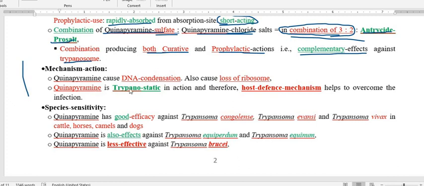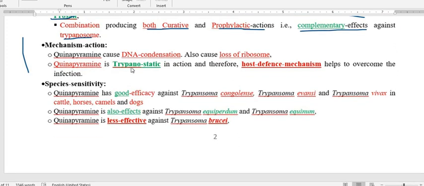Now we have to go through the mechanism of action of the drug quinapyramine sulfate. Similar to the earlier drug diminazene that we already mentioned, it also targets the DNA. Quinapyramine produces condensation of the DNA, and it also affects the ribosome, leading to the loss of ribosomes of the susceptible protozoa.